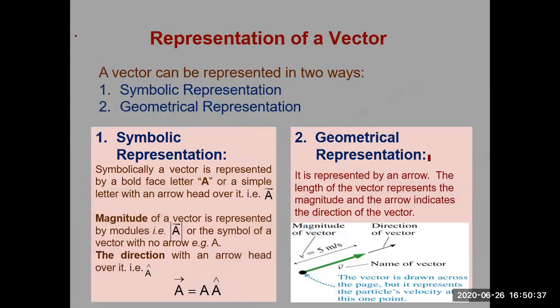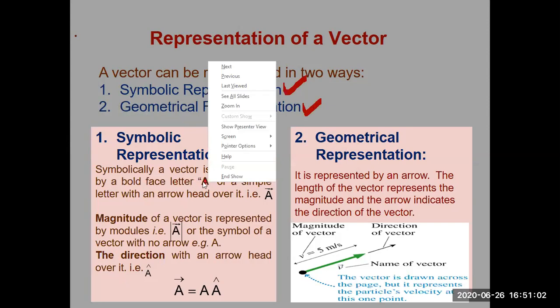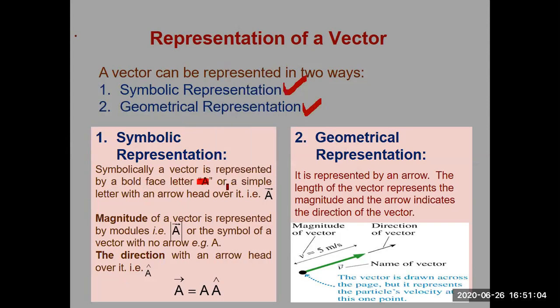So the next question is how vector quantities are represented. Vectors can be represented in two ways. Number one is symbolic representation. Number two is geometrical representation. What is symbolic representation? Symbolically, a vector is represented by a bold letter like this one, and by a simple letter with an arrowhead over it. This is a simple letter and the arrowhead is written over it.